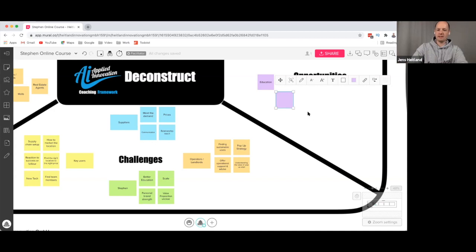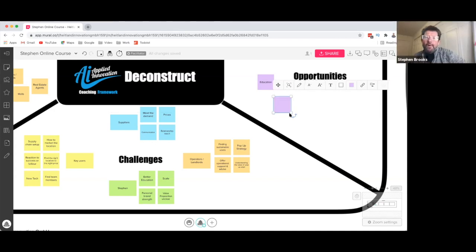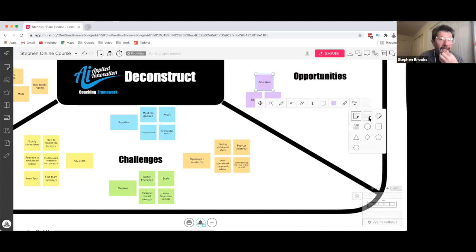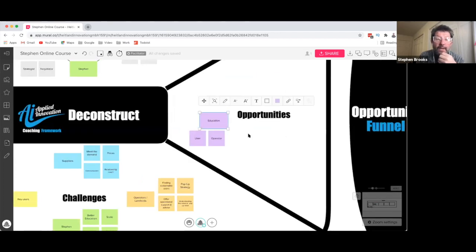And can you define that more clearly? What is the difference between education and that? Well, actually, you've got education on two sides: user education and operator education, because they are different aspects. I see that as one of the main opportunities.